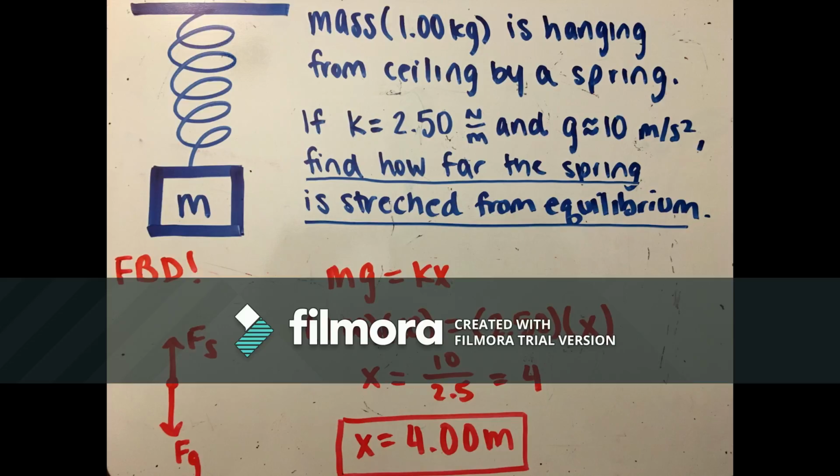Now, if we expand that, Fg equals mg, and then Fs equals kx. Now, we will plug in our numbers. So, m equals 1.00, and then that is multiplied by 10, as given by the problem, which is also equal to 2.50 times x. If we do the algebra, x will equal 4.00 meters, which is the answer.